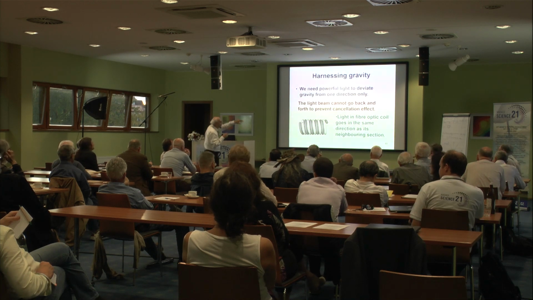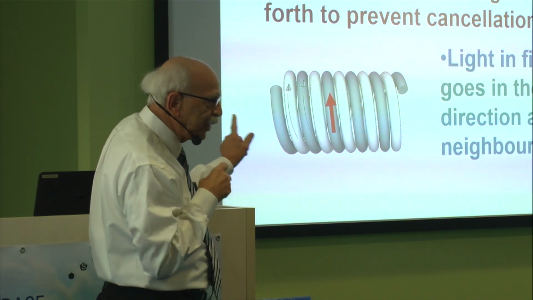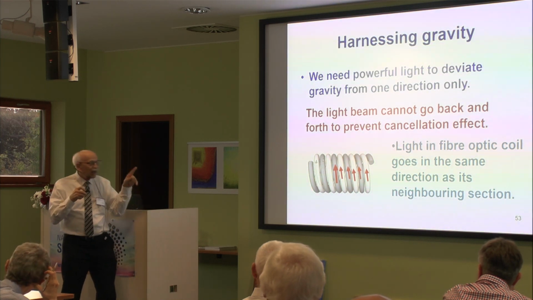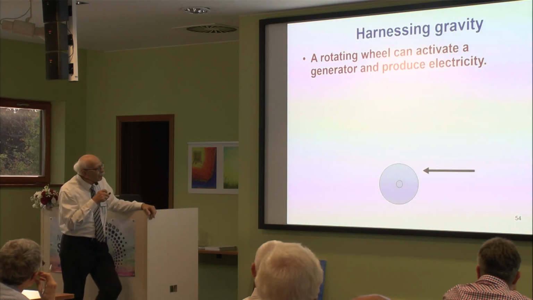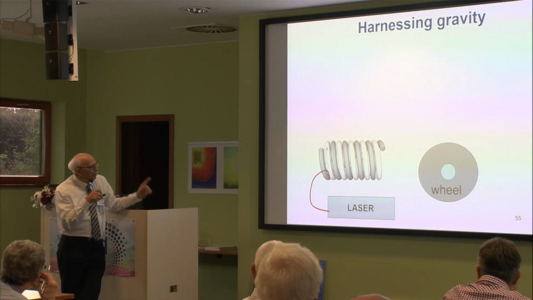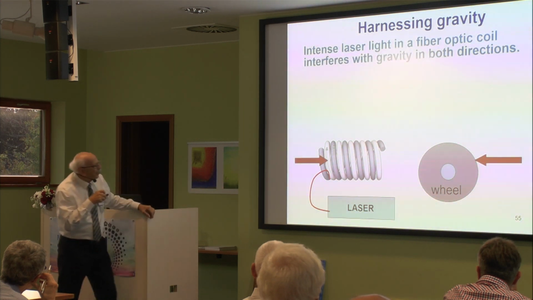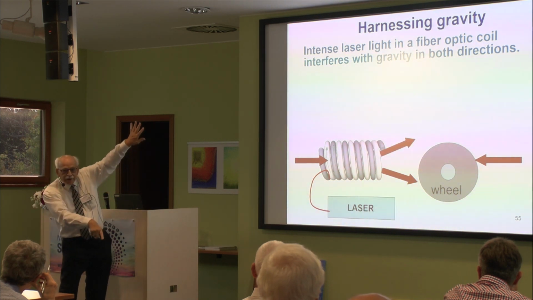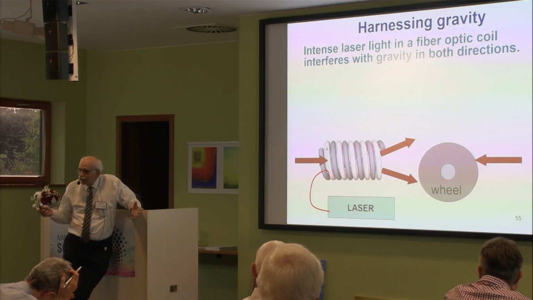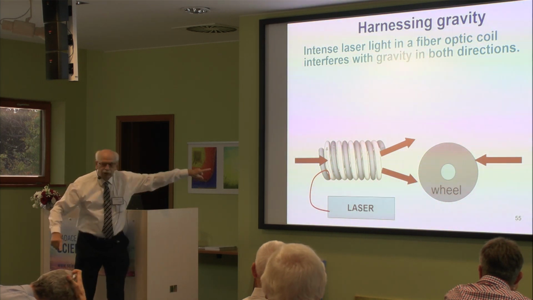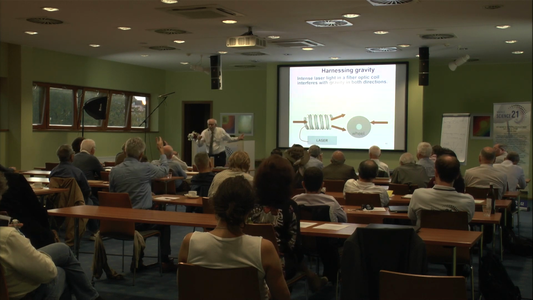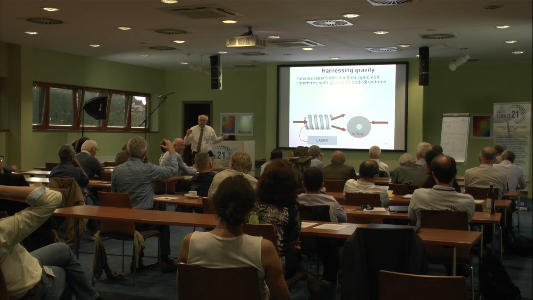Okay, let's continue. Light in a fiber optic coil always moves in the same direction. So every turn of the coil will push light, gravity, in one direction. And what will happen? If you have enough, you can make a wheel turn and produce electricity. If your laser pushes light inside, the gravity will be diverted. That means the gravity coming horizontally that way would be bigger than that way. The wheel turns, connect it to a generator, take the electricity from the generator, feed it to your laser. This is Newton's wheel, or Leonardo da Vinci's wheel.